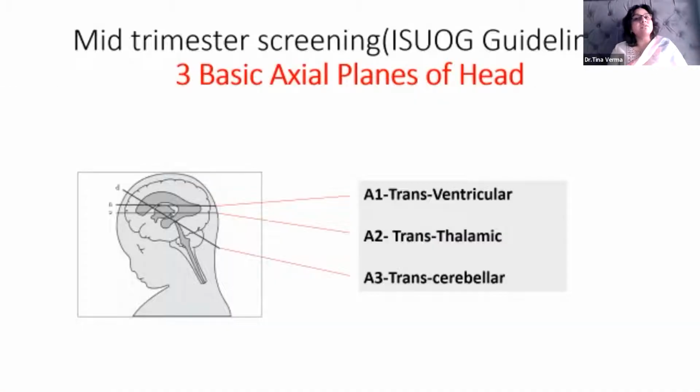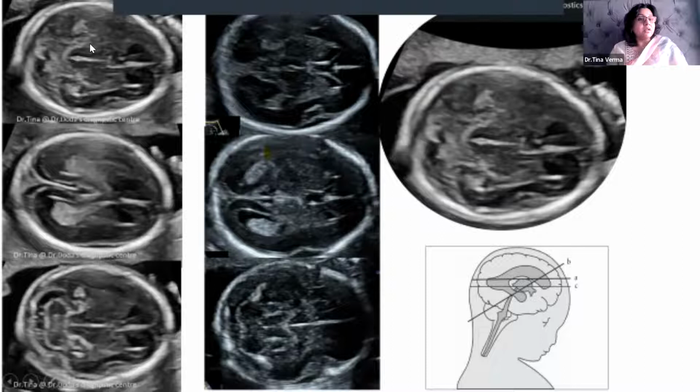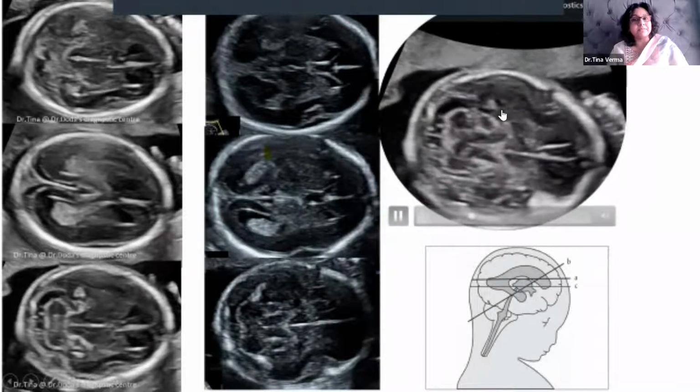Moving on to the level 2 scan. Again, I'll be reiterating three basic planes, only three basic planes: transventricular, transthalamic, and transcerebellar, and you will be noticing and diagnosing most of the abnormalities here if you do a pattern recognition of what normal is. So any deviation from the normal means that we are dealing with some abnormality, or we are at least suspecting some abnormality. So how do these planes look at 17 weeks? Here we can see the transthalamic plane, or the BPD plane to be more commonly used, the transventricular plane, and the transcerebellar plane at 22 weeks, and this one is again at 17 weeks.